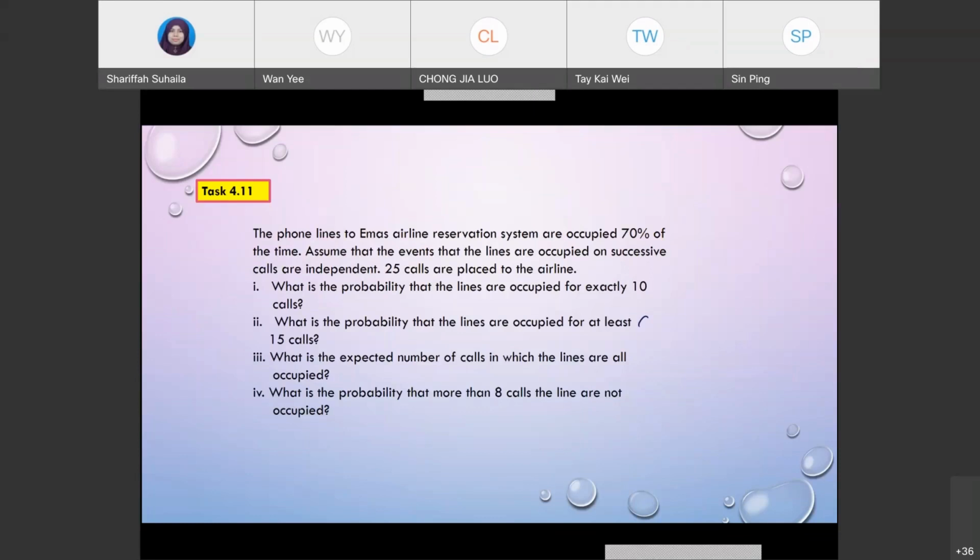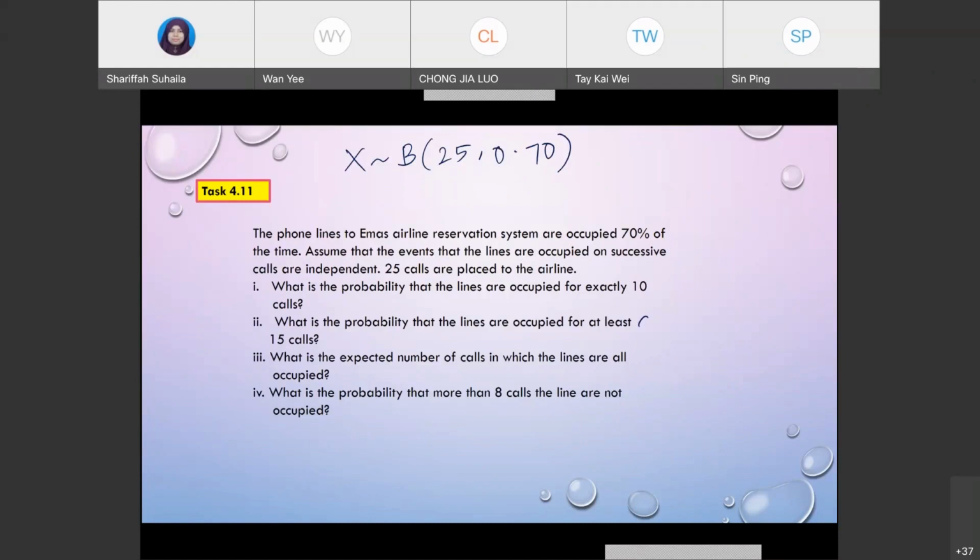Okay, again, in this one 25 calls are placed to the A line. So the phone lines are occupied 70% of the time. If we write, X is binomial distribution, 25, probability is 0.7. X represents the number of lines that are occupied.